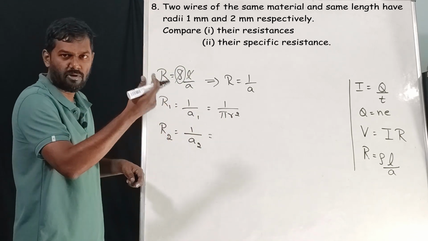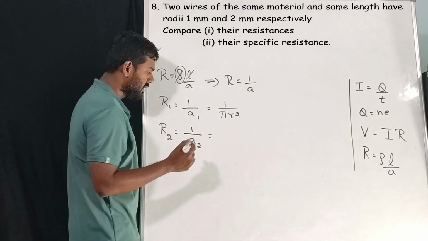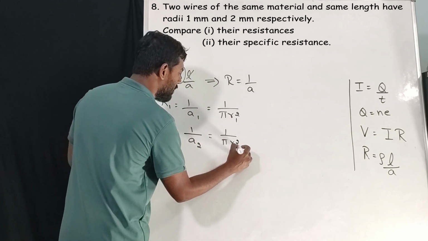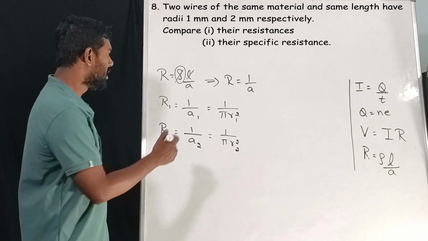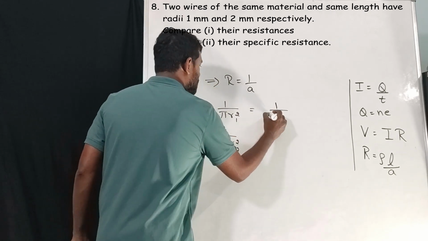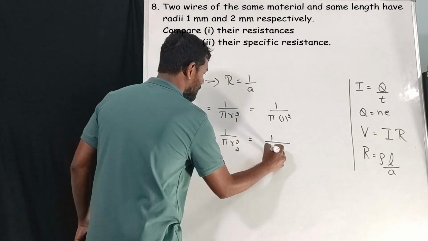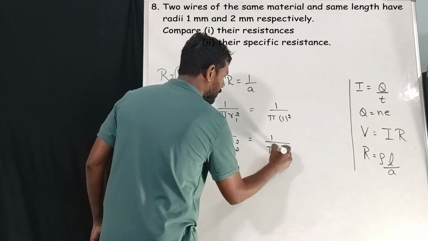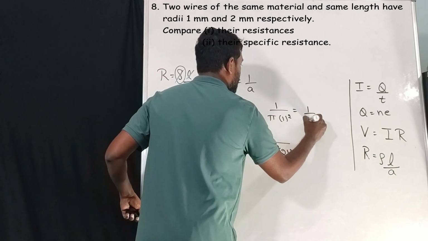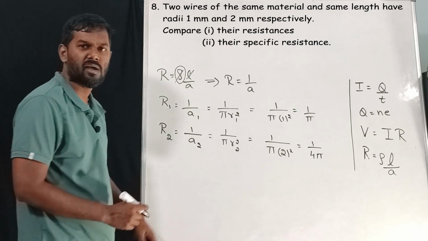Pi r square is nothing but the area of a circle. Whenever you cut a wire, it will be in the form of a circle, right? That's why we are using area as pi r square. Next, we'll take this one as the area of the first radius and this one as the area of the second radius. Okay, next we'll substitute the values. 1 by first radius is 1 mm, so 1 by 1 square, and the second radius is 2 mm, so 2 square. Now this will be 1 by pi and this will be 1 by 4 pi. Correct. These are the final values.